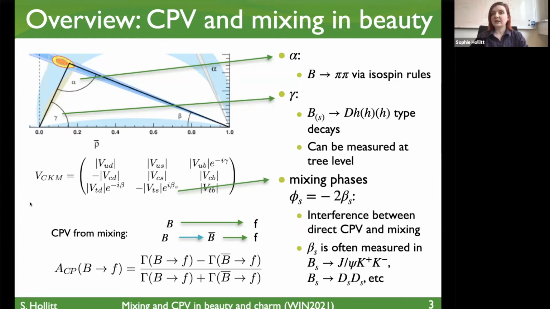And if we take a look at the CKM matrix here, this mixing phase beta s is measured in the interference between direct CP violation and mixing, such as in decays like Bs goes to J/psi K+ K-. And in particular, we notice we have this decay B goes to final state, or B mixes to B bar, and then this same final state, and we have the interference between these.